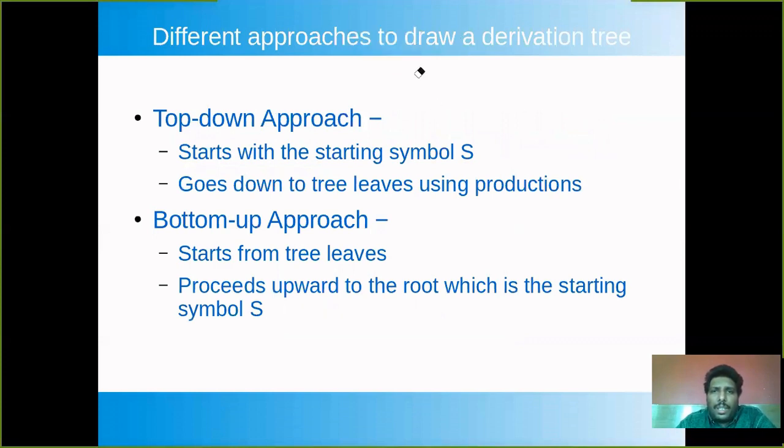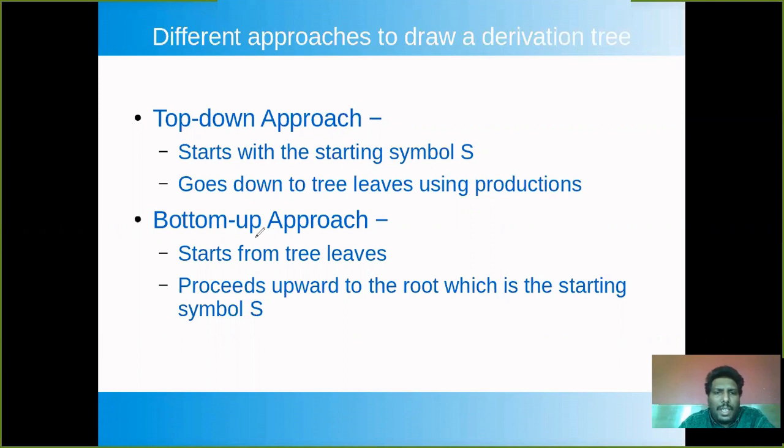Different approaches to draw a derivation tree. That is also one of the important criteria, because you can write a tree in different manners. One is a top-down approach, the other one is a bottom-up approach. The name itself suggests what top-down is: we write the root first, and after that we come down towards the leaf nodes. That way of writing a tree, we call a top-down approach.